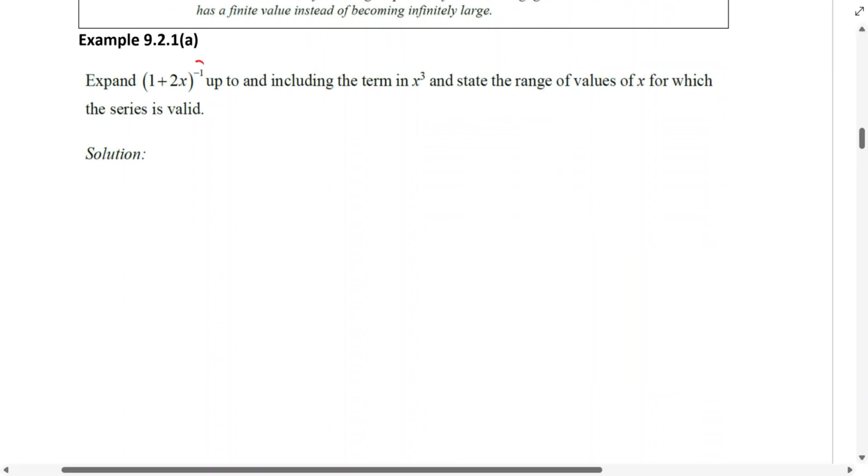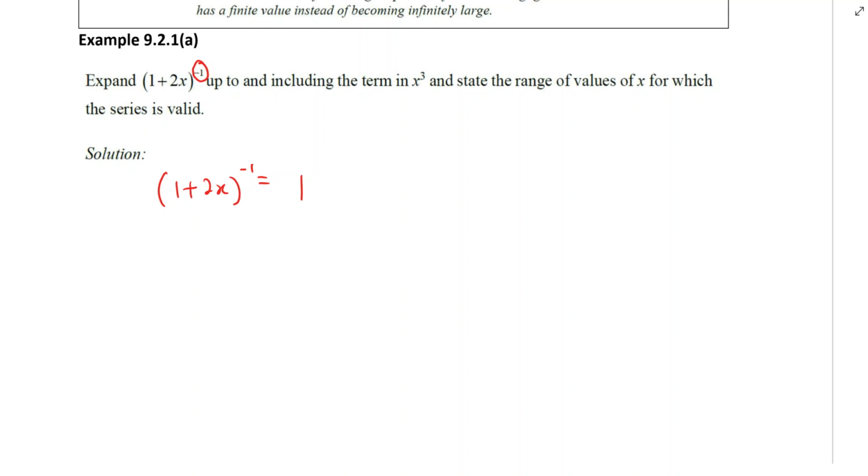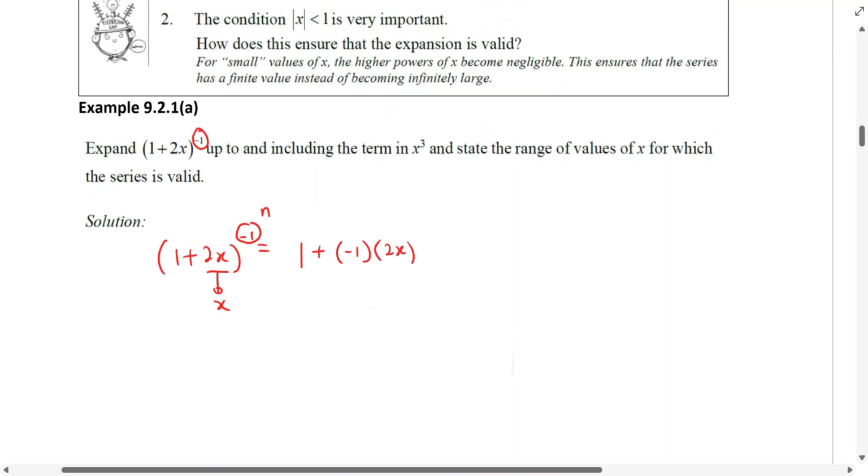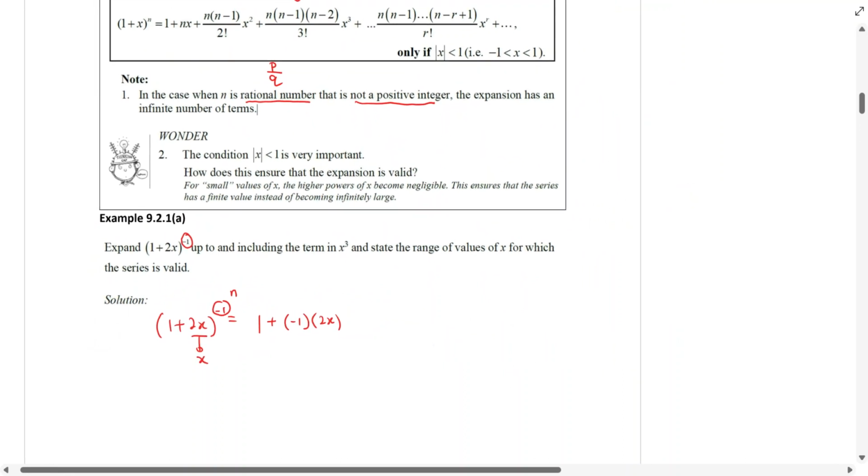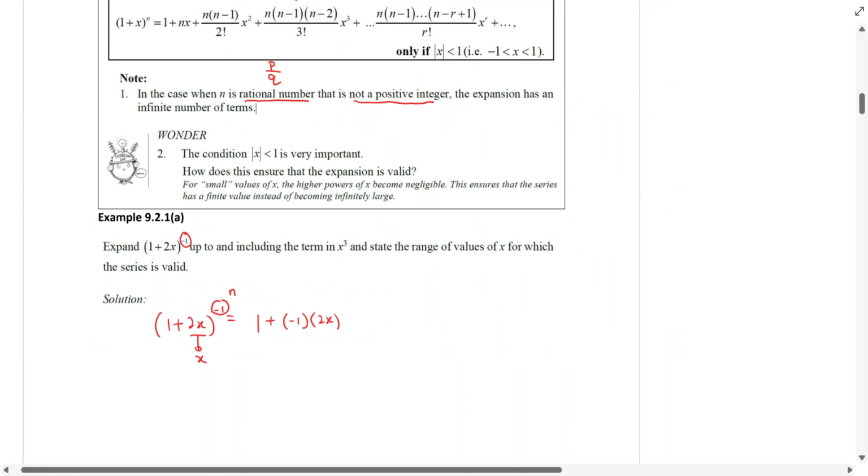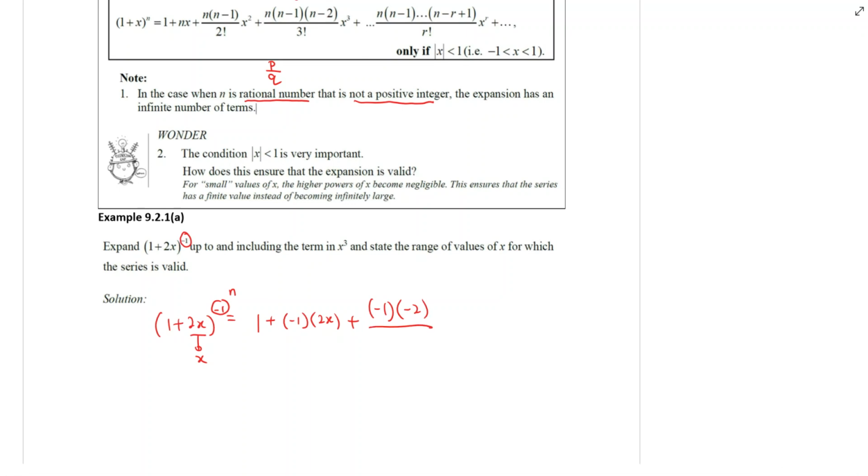So for now, when we are going to expand this, you will realize that the power is negative 1. So 1 plus 2x to the power of negative 1 is equal to 1 plus negative 1 times x, because this is your n and this is your x. If you refer to the formula given in the Maclaurin series, you just need to put it in. 1 plus nx plus n, which is negative 1, minus 2 over 2 factorial, 2x bracket square.